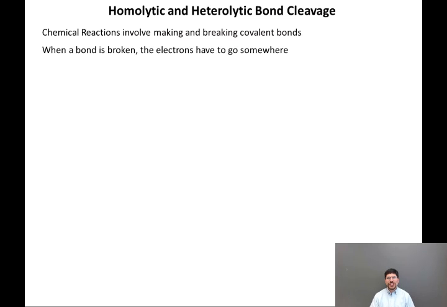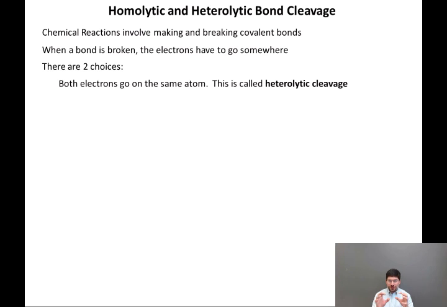So chemical reactions involve making and breaking covalent bonds. When a bond is broken, which is what we're going to focus on in this video, the electrons have to go somewhere. So there are two choices. Either we take both electrons, since a bond has two electrons in it, and put them onto the same atom, and this is called heterolytic cleavage, and that's how the HA bond cleaves in an acid in the Bronsted acid-base reaction.